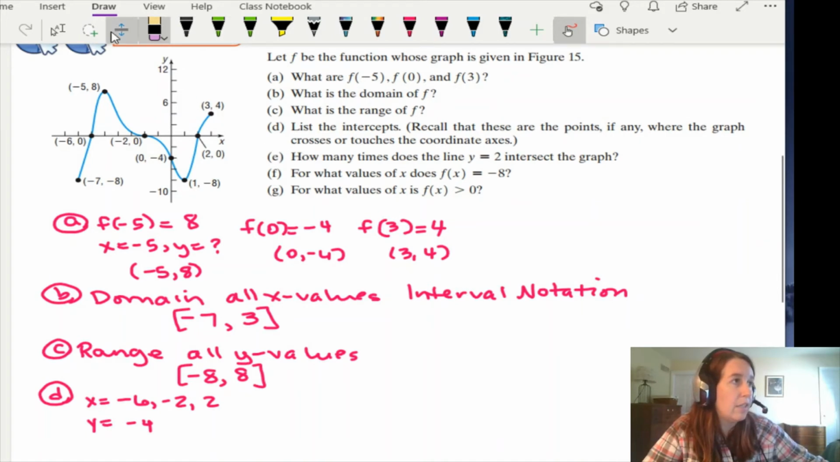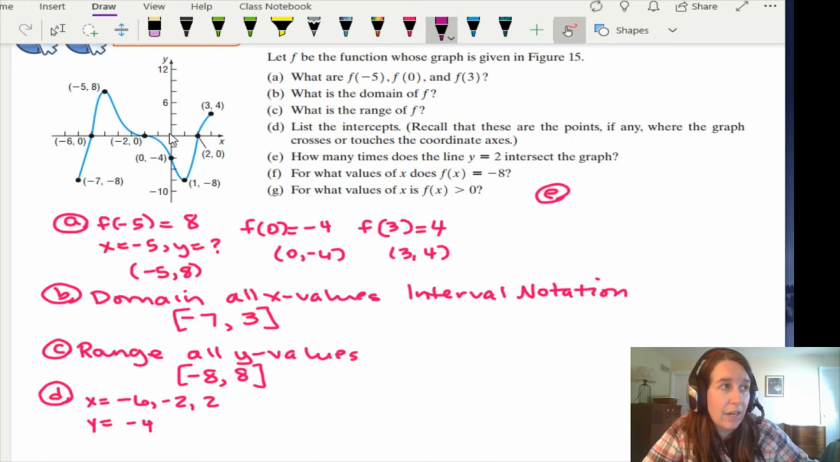Okay, let's answer letter E. So it says, how many times does the line y equals 2 intersect the graph? I'm going to answer that right up here, so I have some space. All right, so the line y equals 2. It's not a line on the graph right now, but they're saying let's add that to the graph, okay, and see how many times it intersects.